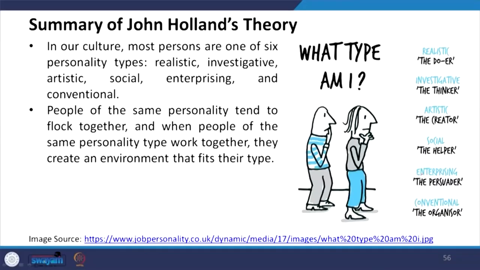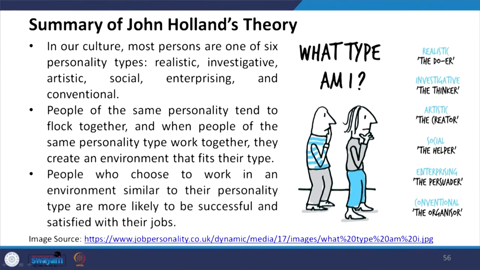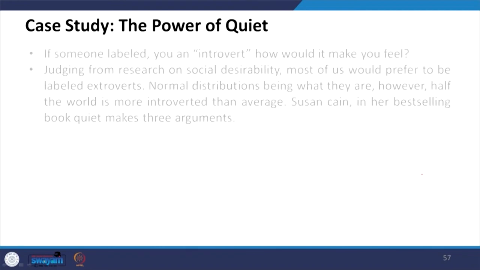So, whenever we talk about the personality job fit theory, or Holland's model, it talks about the doer, the thinker, the creator, the helper, the persuader and the organizer. Accordingly, people can choose to work in an environment similar to their personality and be more successful and satisfied with their jobs.